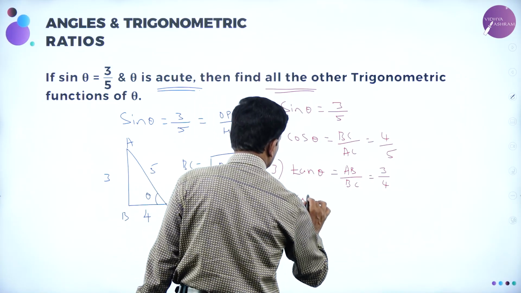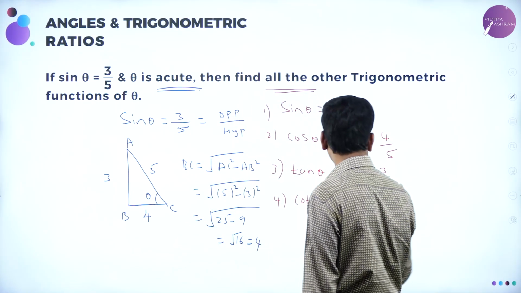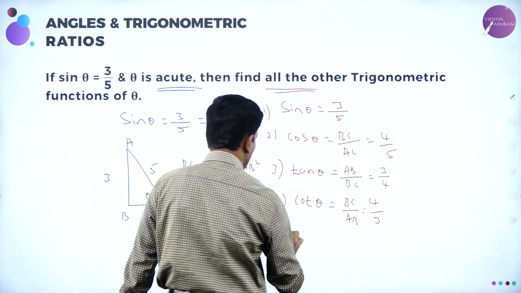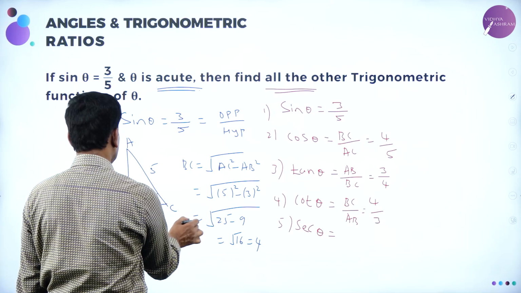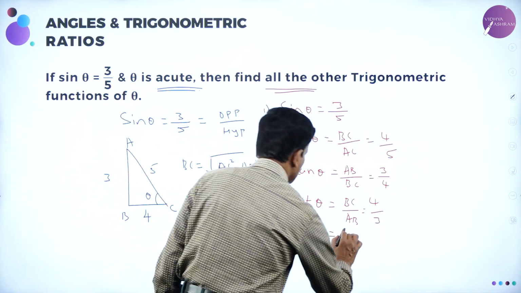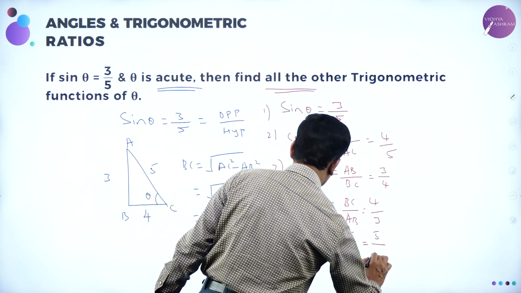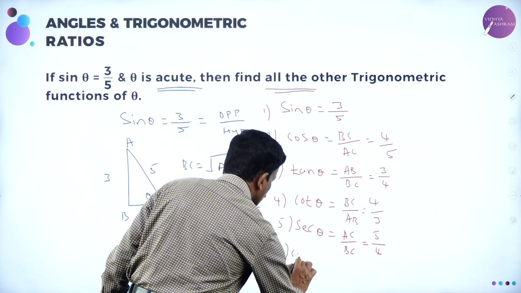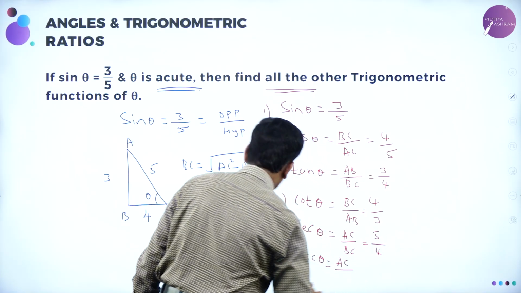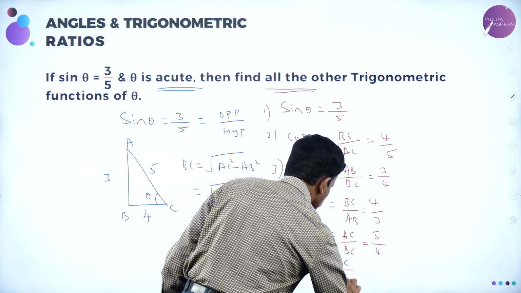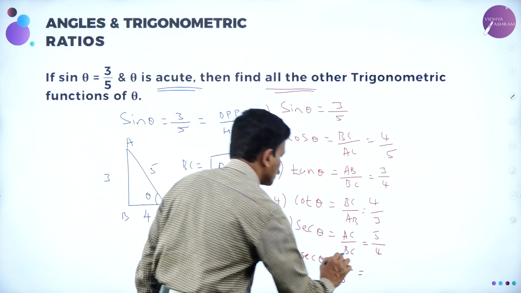And the fourth one, cotangent of angle theta. Cot theta is equal to BC divided by AB. That's equal to 4 by 3. And the fifth one, secant of angle theta. Secant theta is equal to hypotenuse by adjacent, AC by BC. AC divided by BC. What is AC? 5 divided by 4. And the last one, cosecant of angle theta. Cosecant theta is equal to hypotenuse divided by opposite, that is AC by AB. AC by AB is 5 by 3.